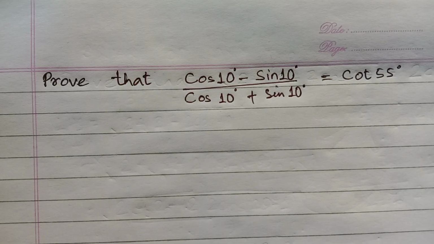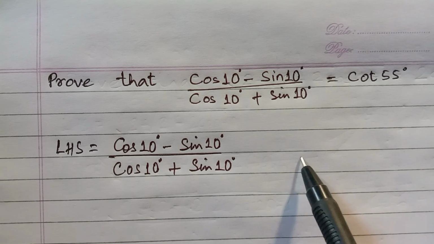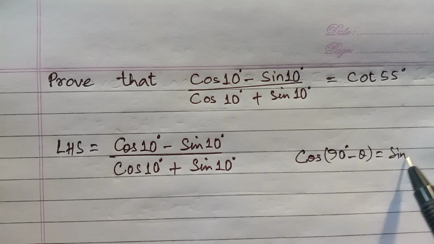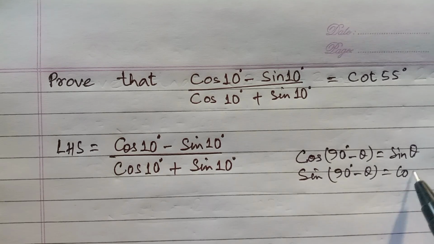In this question, we have been asked to prove that cos 10 degree minus sin 10 degree upon cos 10 degree plus sin 10 degree equal to cot 55 degree. Let's write the LHS. Dear friends, we have written the LHS here, and we know that cos 90 degree minus theta is sin theta, and sin 90 degree minus theta is cos theta.